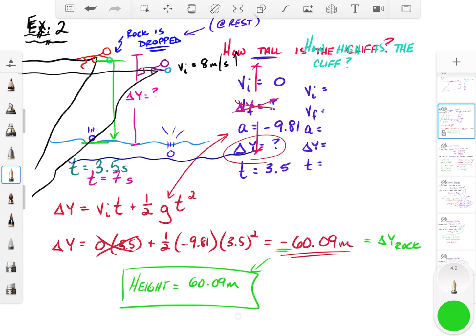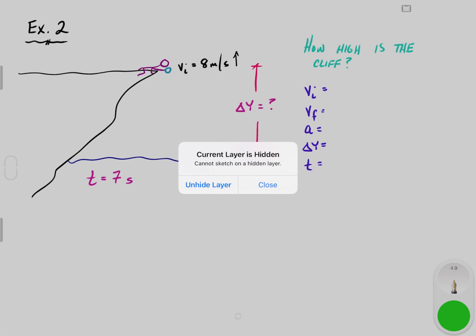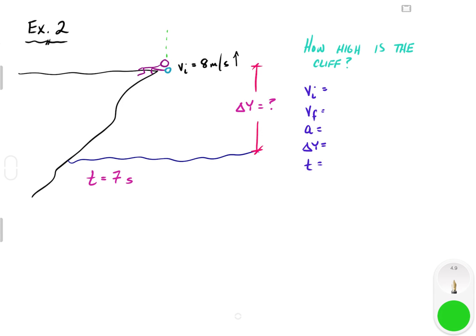So let's look at one more question so you guys have a chance. This one's a little different. Now we're actually going to throw the rock up in the air. It's going to go straight up and then straight back down. So we're not just dropping it. It's still in free fall, though. Once it leaves my hand, even though it's traveling upwards, goes to the top and comes down, once it leaves my hand, gravity is the only thing acting on it.